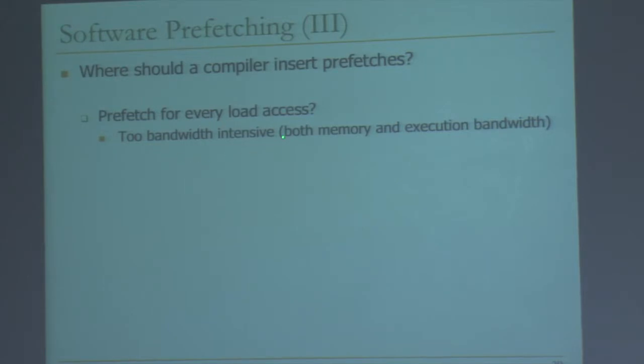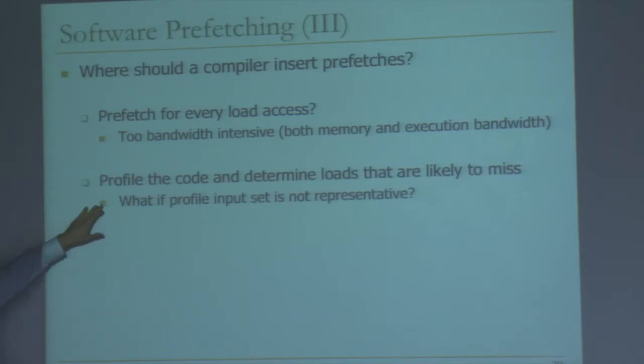This is too bandwidth intensive, and not every load misses in the cache. So you ideally want to figure out which loads are going to miss in the cache and insert prefetch instructions for that. So you don't want to do this. Ideally, you would like to do something like this. Figure out which loads are likely to miss. Now, this depends on how good your profiling is, right? We're back to the input set representativeness problem that we had with branches.